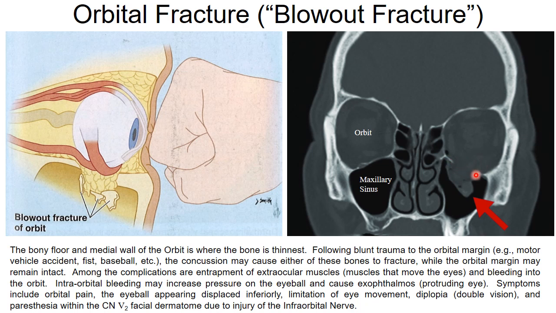You can see the floor of the orbit's been obliterated, and you can see a whole bunch of stuff hanging down into the maxillary sinus that ain't supposed to be there. And so the contents of the orbit are starting to fall through this gap in the floor right here. And that's the real danger right here. It's more than a black eye. A black eye is basically just edema of the skin around the eye, and that's much more benign.